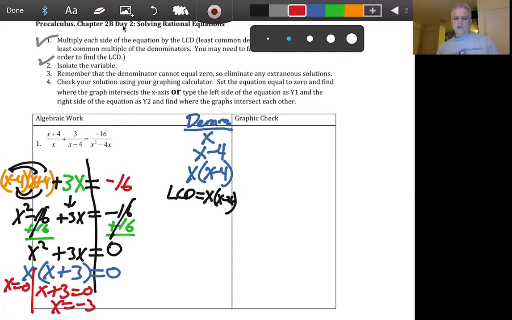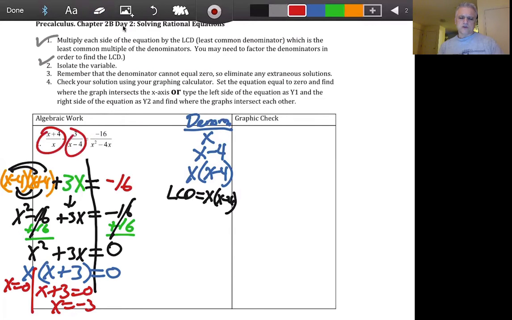So looking at these three fractions, the denominators are x, x minus 4, and x squared minus 4x. So what can x not be? Well, because of this one, x can't be 0. Because of this one, x can't be 4, because x minus 4 can't be 0. And then the x squared minus 4x is just a combination of both of them, where 0 and 4 both don't work.